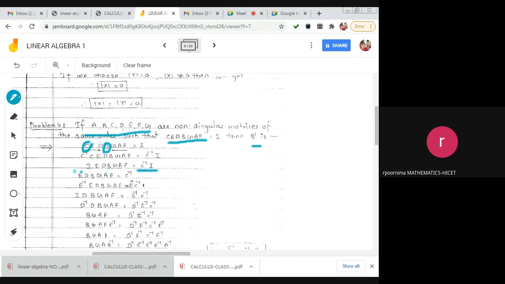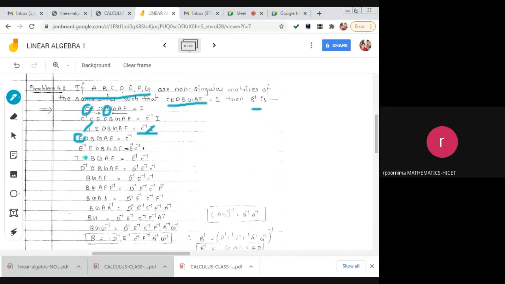Next it starts with E. You cancel both the I's, so the remaining terms start with E. So you again multiply E inverse on both sides. Then it starts with D, so again you multiply D inverse on both sides. Now you will be getting D inverse, E inverse, C inverse on the right hand side.